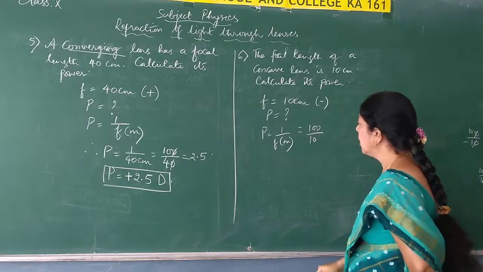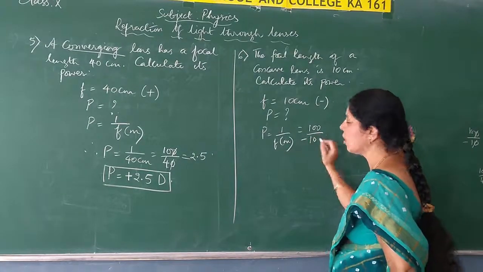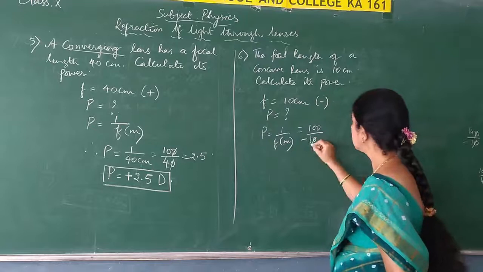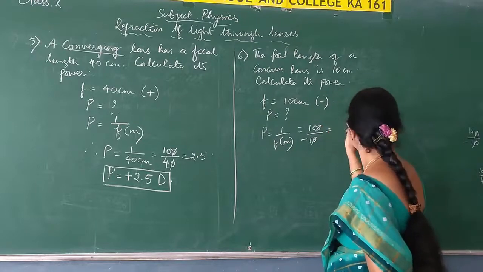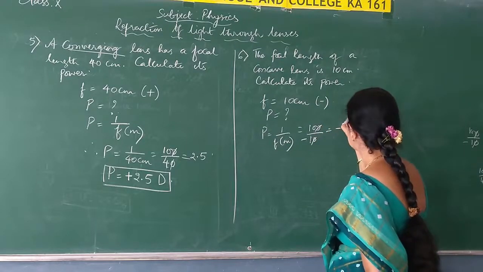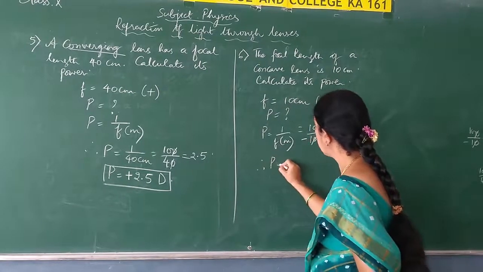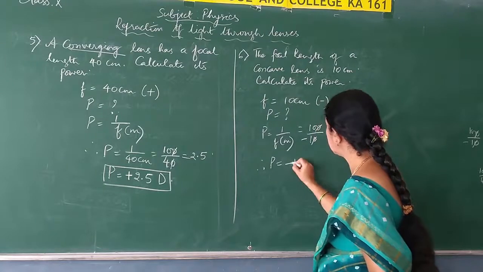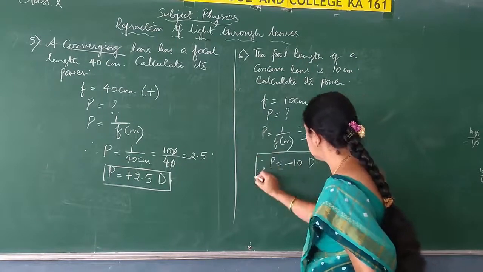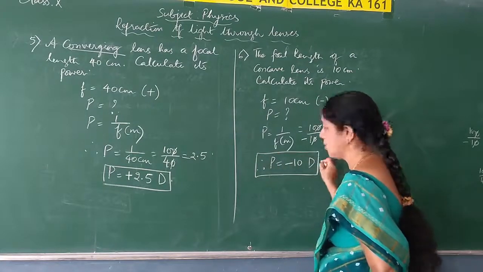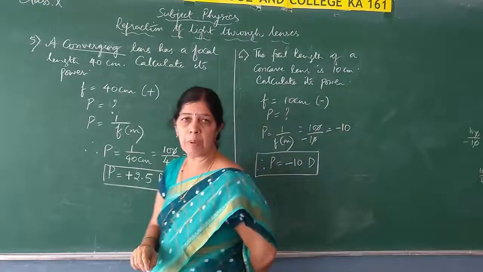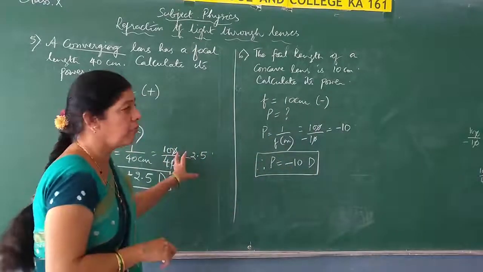Is it not? And for concave lens, the focal length is negative. So it will be equal to how much? Minus 10. Therefore, P is equal to minus 10. What will be the units? Dioptre. This will be the solution. So very simple problems we will have on power of a lens.